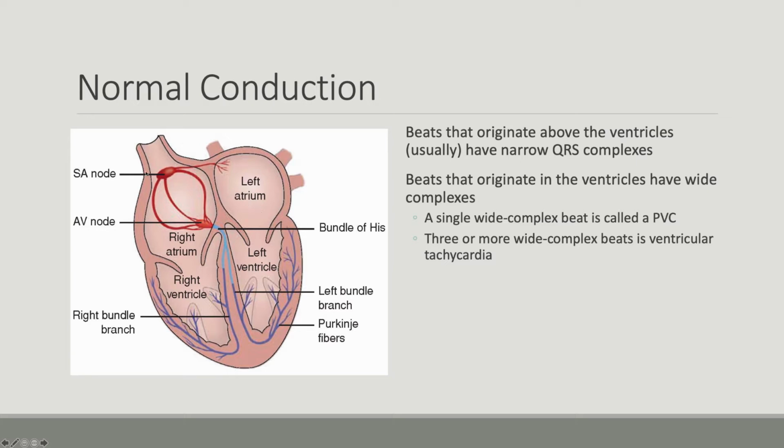The impulse starts in the SA node, or the sinoatrial node, or sometimes we just call it the sinus node. And that's where the impulse begins. That's the pacemaker cells of the heart. They are responsible for picking the heart rate: 68 beats per minute, 92 beats per minute, whatever. All right? So the SA node starts that, and then that causes atrial depolarization, right?